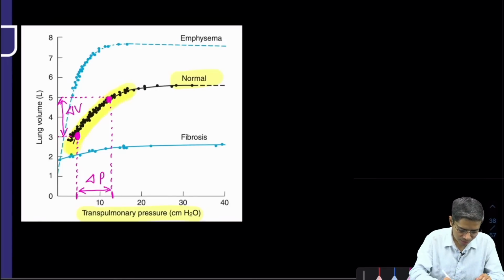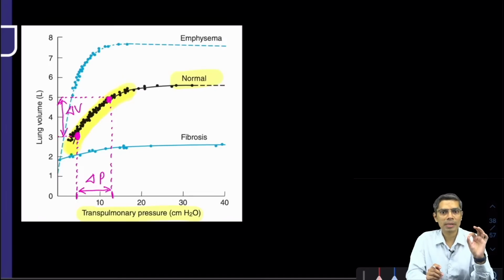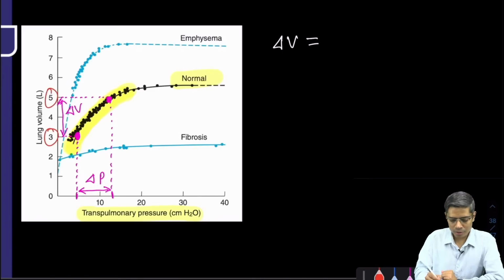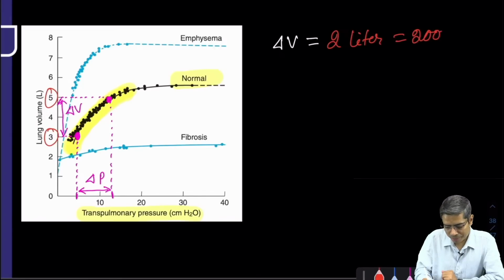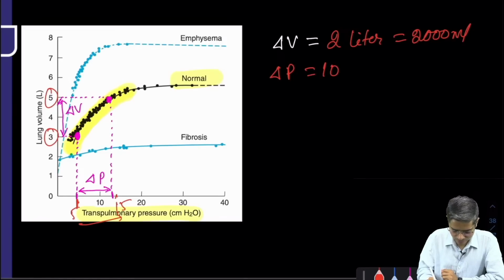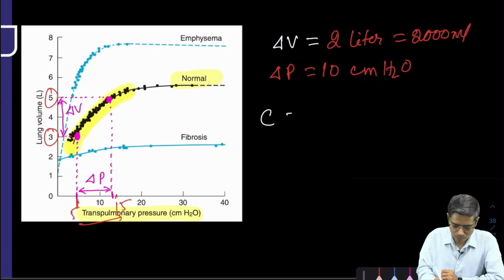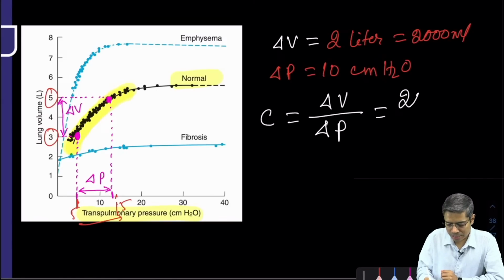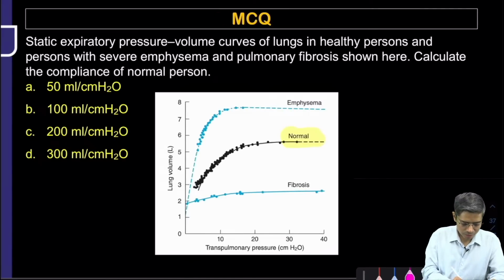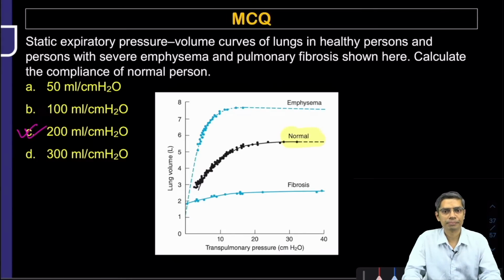So, from this rising portion of this curve, you have to take 2 points and you drop perpendiculars from those 2 points. So, here you can find out that delta v is 3 liter to 5 liter. So, basically 2 liter, so 2000 ml, and delta p from here, this is maybe 5 and this may be approximately 15. So, 5 to 15. So, delta p is 10 centimeter of water. We all know that compliance is equal to delta v upon delta p. So, delta v is 2000 and here it is 10. So, this is nothing but 200 ml per centimeter of water, got it. So, this way you have to calculate the compliance of this curve. So, here it is 200 ml per centimeter of water.